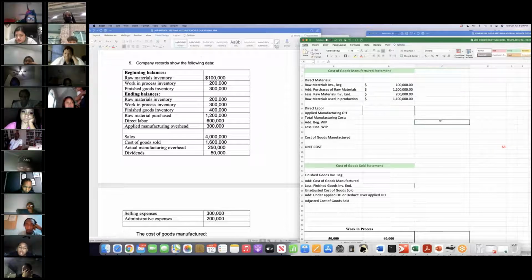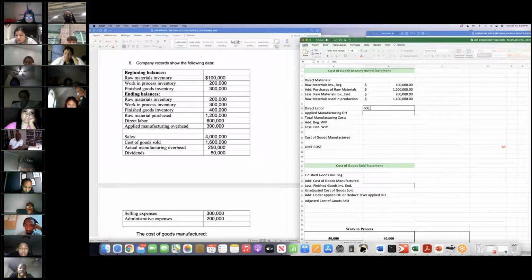So all we're doing is pulling the numbers and putting them in. $600,000. Right? So what's our direct labor? 600,000. Okay. Then you got 300,000 for manufacturing overhead.